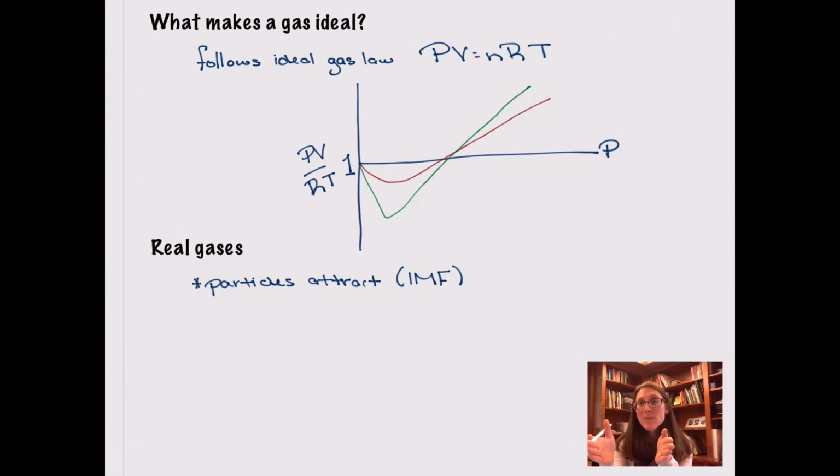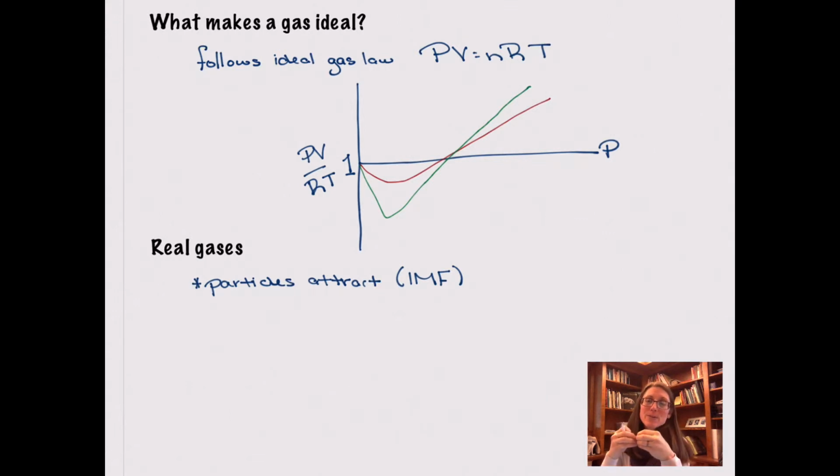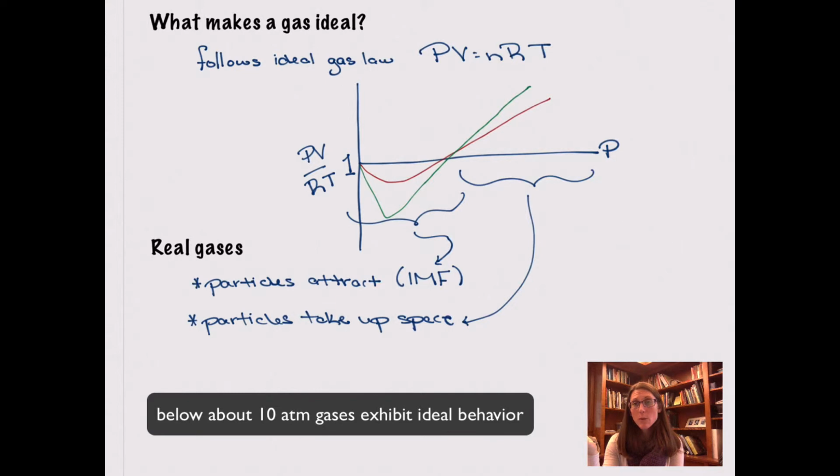But then if we keep increasing the pressure, at some point those particles end up being really close together. And when those particles start getting really close together, then the space that the particles themselves take up starts to become important. What this means is that under normal conditions, gas particles really are pretty far apart. And so the ideal gas equation is a pretty good approximation for everyday life.